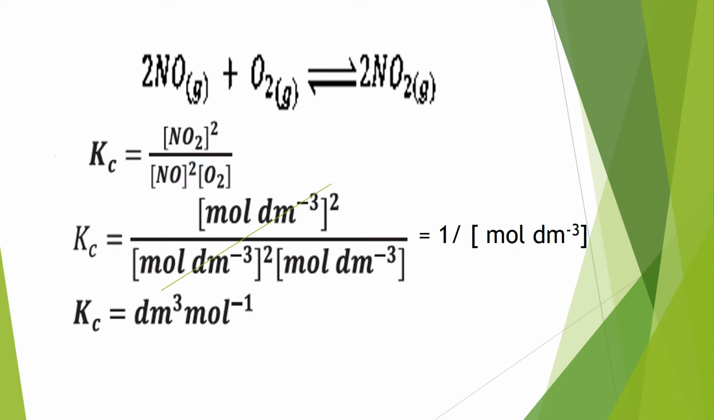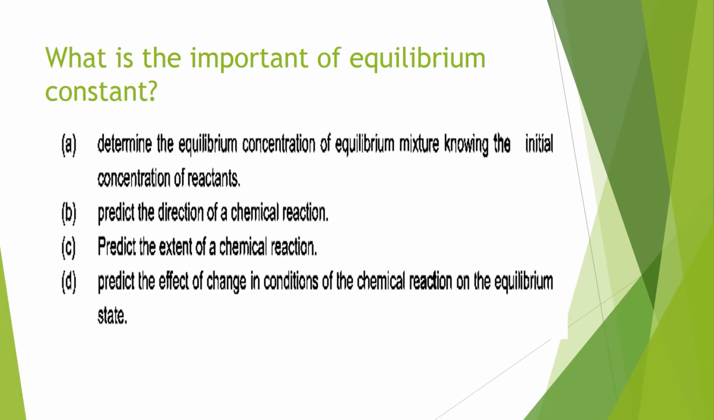So when we write down the Kc unit for this Kc, we will reverse this value. When we reverse the value, this mole per decimeter cube becomes decimeter cube per mole, and it will be the Kc unit for this reaction.